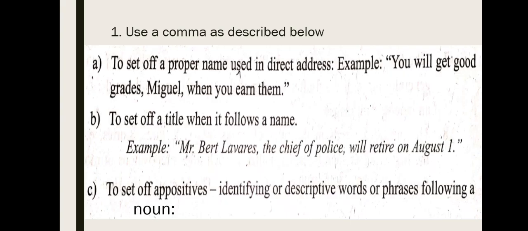The first one you will know is how to use the comma. The use of comma is to set off a proper name used in direct address. Example: You will get good grades, Miguel, when you earn them. The next one is to set off a title when it follows a name. Example: Mr. Bert Lavares, the chief of police, will retire on August 1.